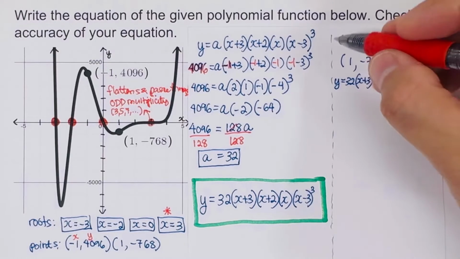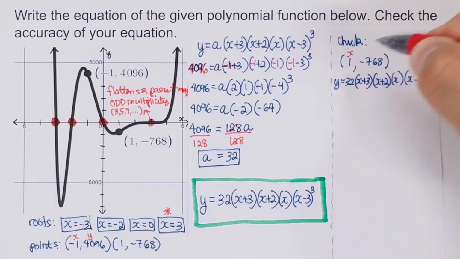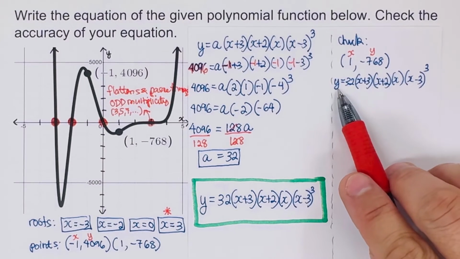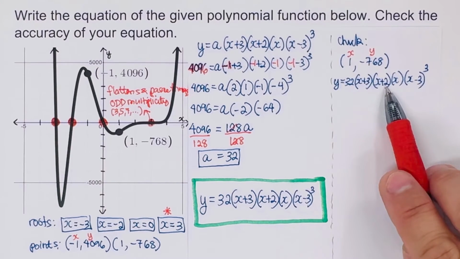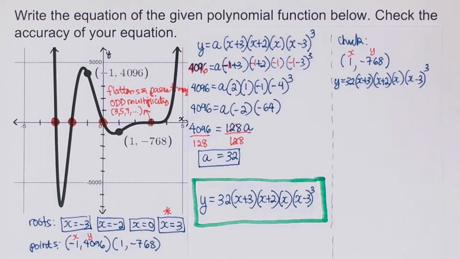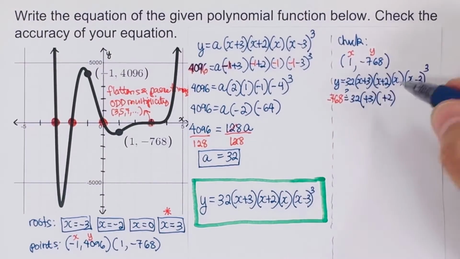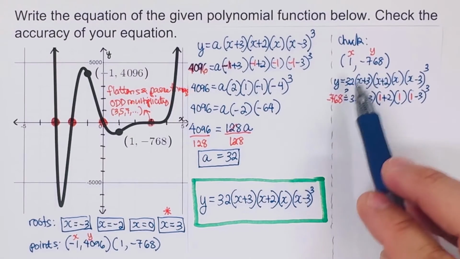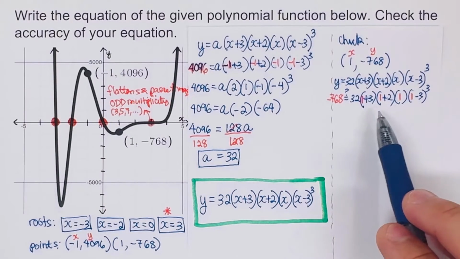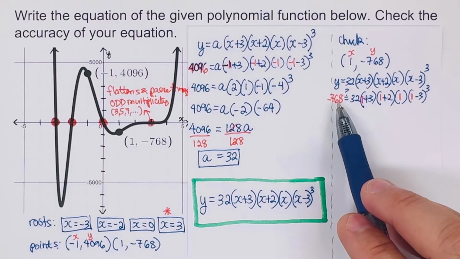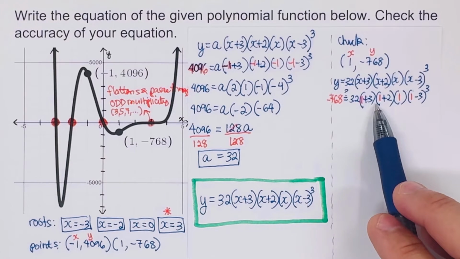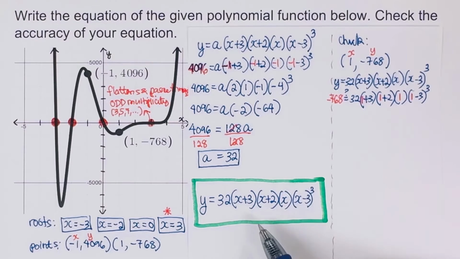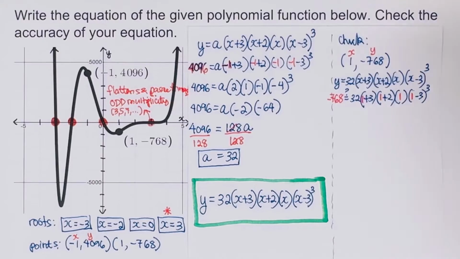So what we do is we plug these values in. Our x is 1 and our y is -768. So I'm going to plug in the y value and the x value to each of the x's here, which is 1. So what I did was I plugged in the value of y and the value of x here, and we're going to determine if both the left side and the right side of the equation equal -768. If not, then this equation doesn't work. So I'm going to go ahead and simplify this.